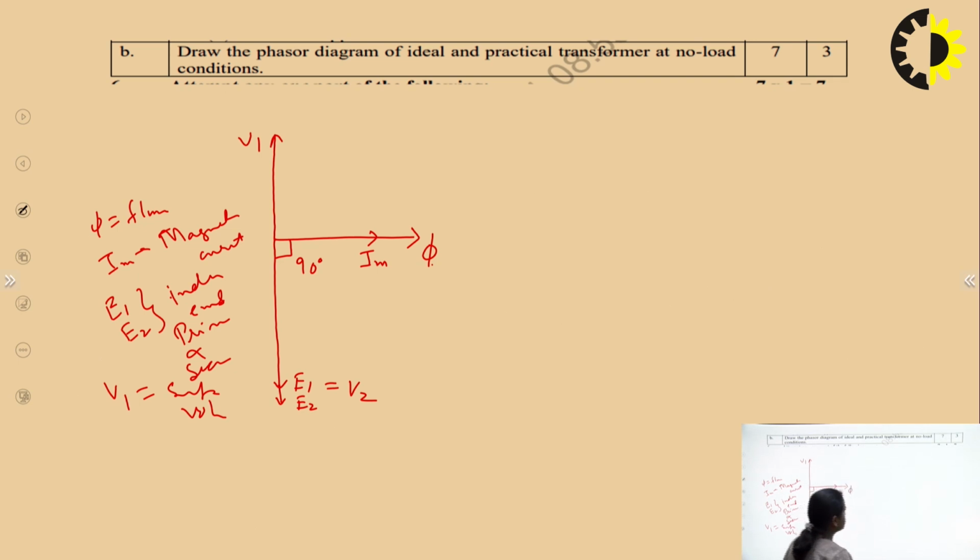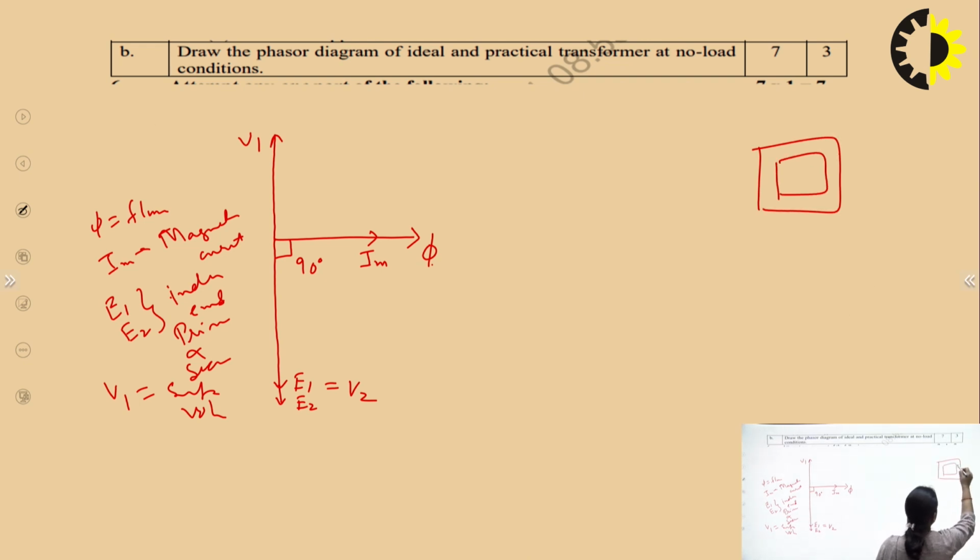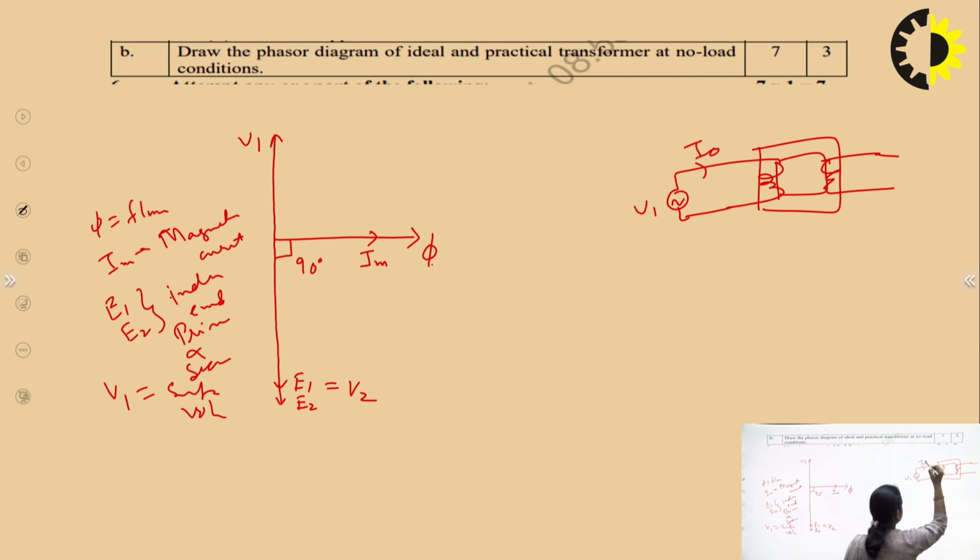So for the practical transformer at no load condition, means at the secondary side there is no current. Here we have V1, the no load current is I0, and as there is no load at the secondary side, there will be no I2. Here we have E1, here we have E2, and there will be no current and V2, right? Now we have to represent all these things in the phasor diagram.